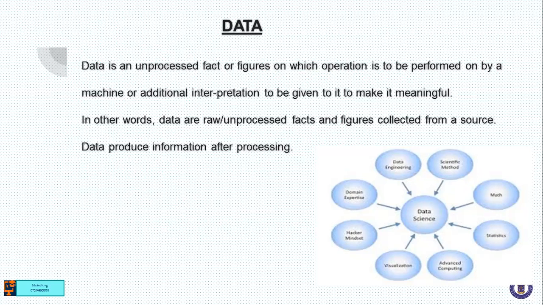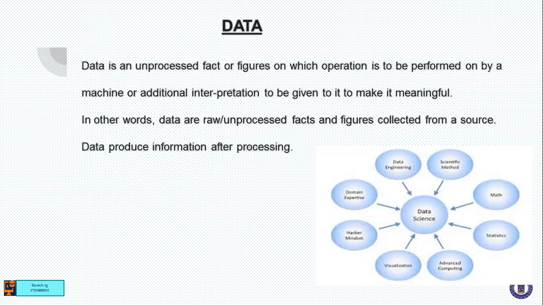But when that data has been processed into something like "the girl is going to school," or "the girl is going to the market," you see, that is information. It's no longer data, because that data has been processed into something that gives meaning. That is what we call information.